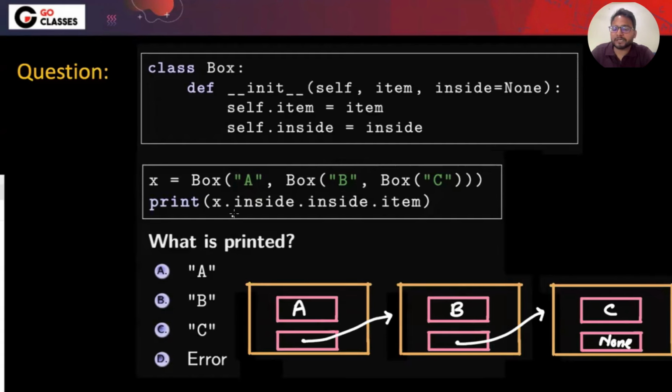Now they are asking X dot inside dot item. X dot inside is this, or you can say this box. Both are the same. Dot inside means this box. Dot item is actually C. Right, so C will get printed.